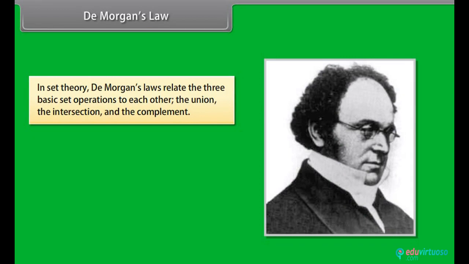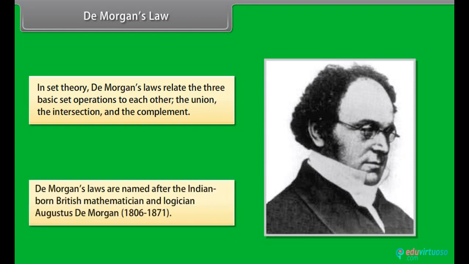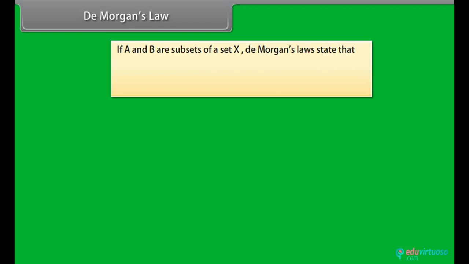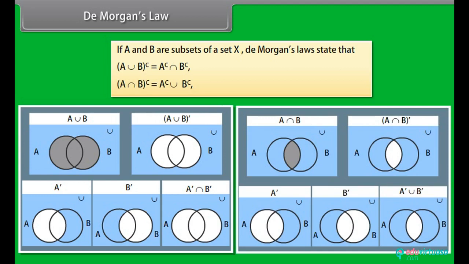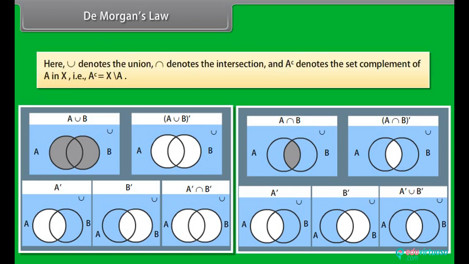De Morgan's law. In set theory, De Morgan's laws relate the three basic set operations to each other: the union, the intersection, and the complement. De Morgan's laws are named after the Indian-born British mathematician and logician Augustus De Morgan. If A and B are subsets of a set X, De Morgan's laws state that complement of (A union B) is equal to complement of A intersection complement of B. Complement of (A intersection B) is equal to complement of A union complement of B. Here, this denotes the union, this denotes the intersection, and this denotes the set complement of A in X.